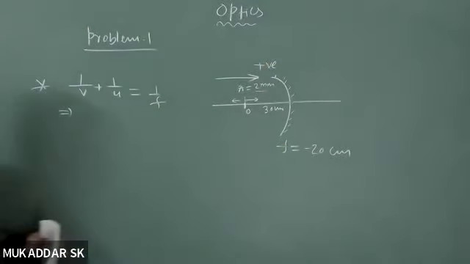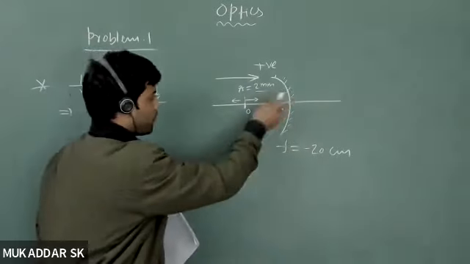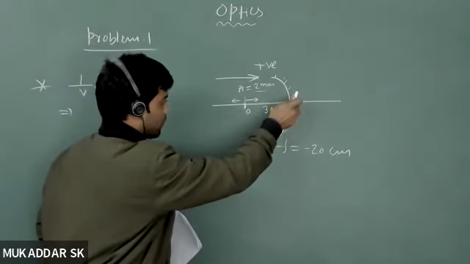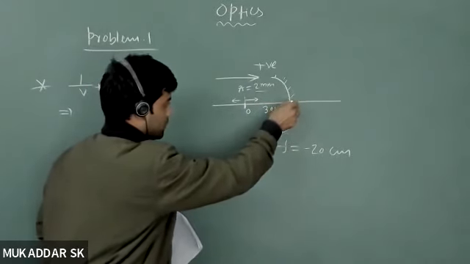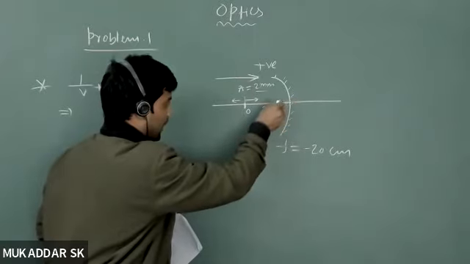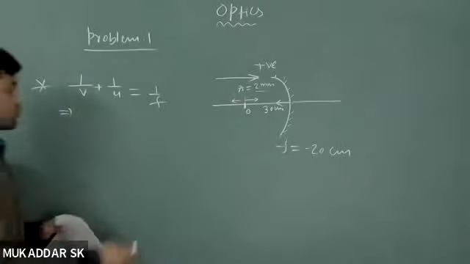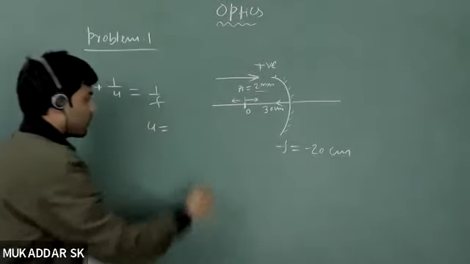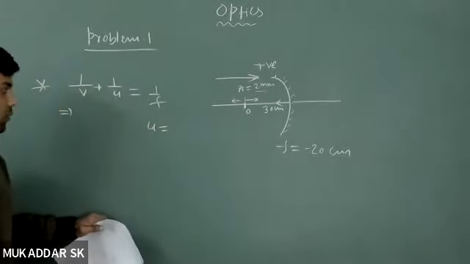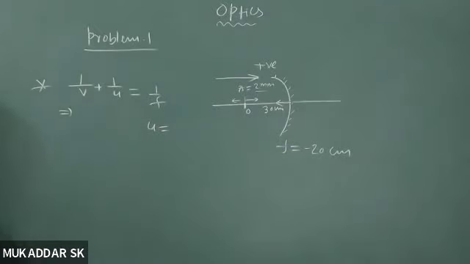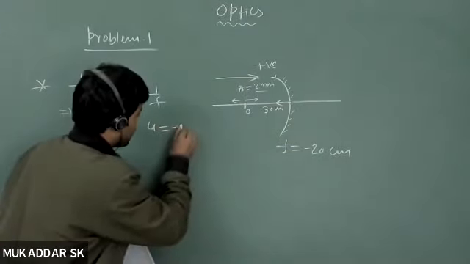But when you are calculating the distance of the object from pole, you always have to calculate the distance from pole. So this direction is anti-parallel to the positive direction. So U is how much? Anju, tell me. -30. Exactly. It should be -30.